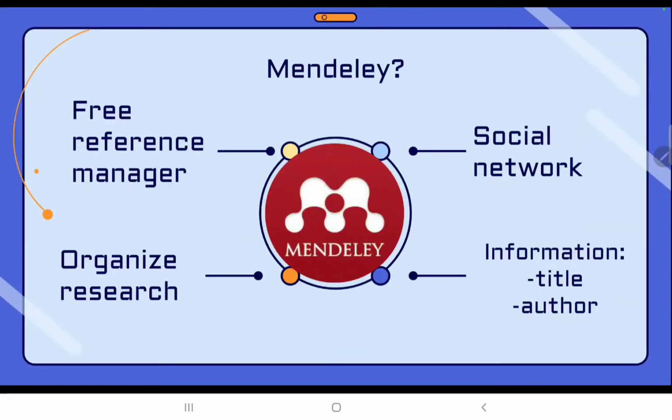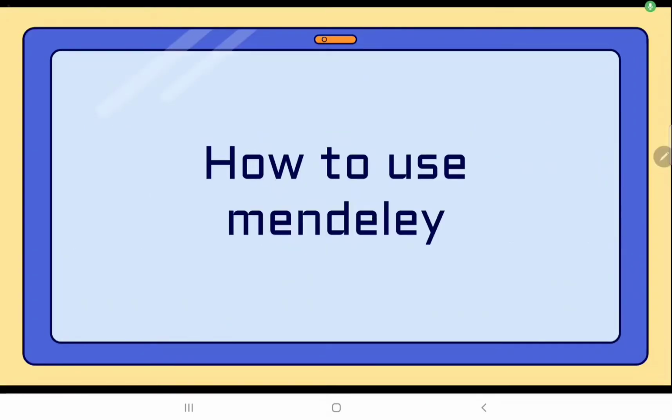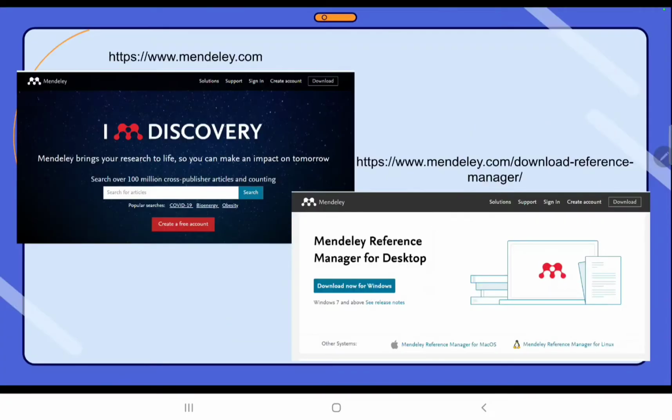Mendeley is a free reference manager and social network that helps you organize your research, collaborate with others online, and discover new research. Just drag and drop your papers into Mendeley desktop and it will automatically extract all the relevant information, such as title, journal, author, keywords, and much more. So you can organize them in a way that suits your workflow and easily track them down. So let's have a look at it.